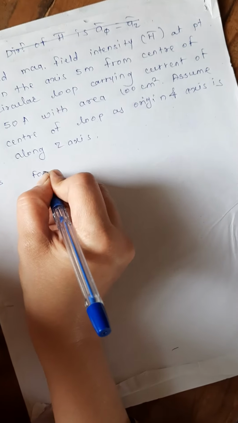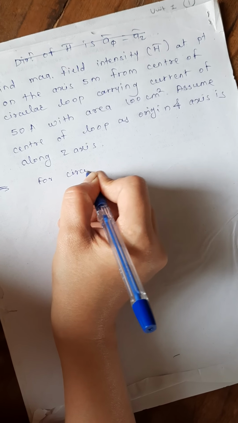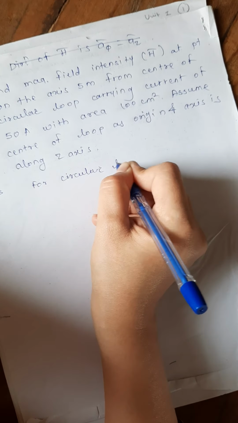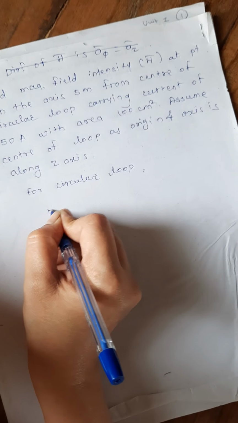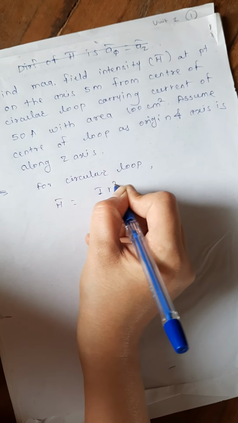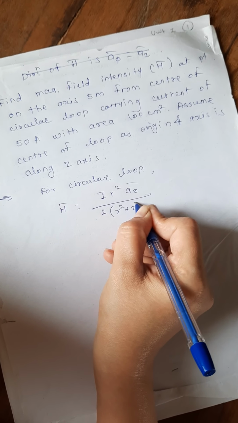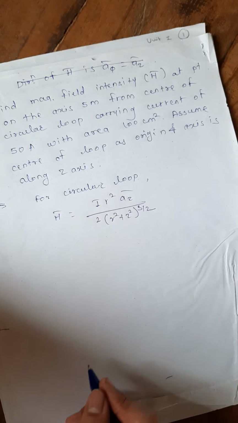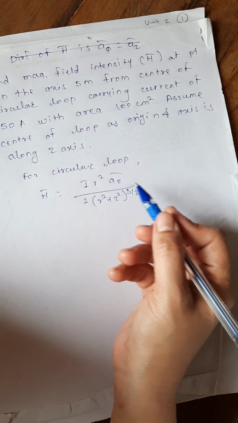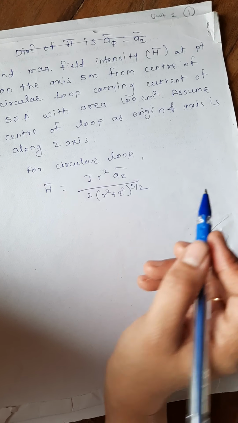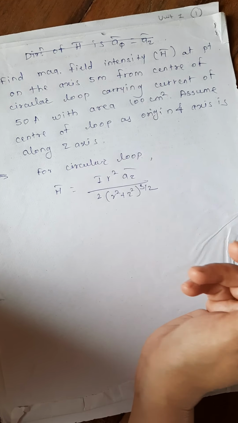So for a circular loop, the equation of H bar is what? It is equal to I r square az bar by 2 into r square plus z square raised to 3 by 2. Now what is z? z is the distance of the point on the z axis from the origin, and that is 5 meter.